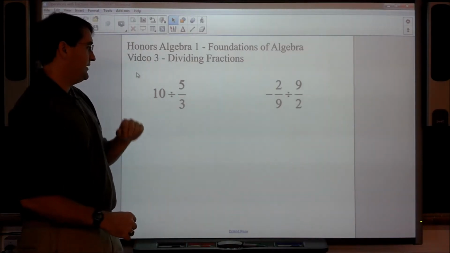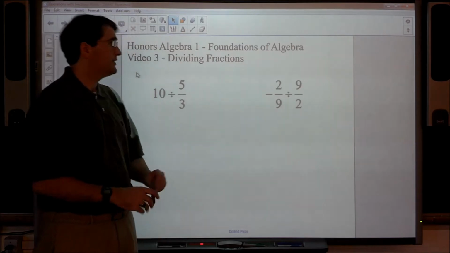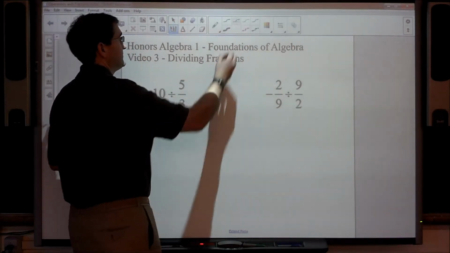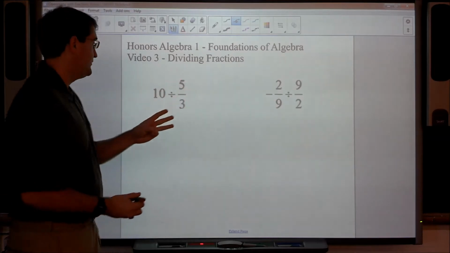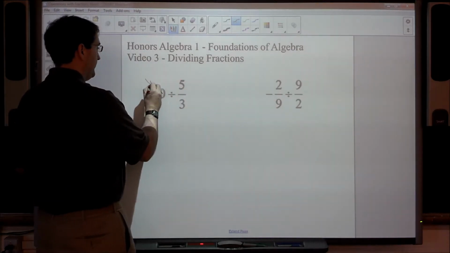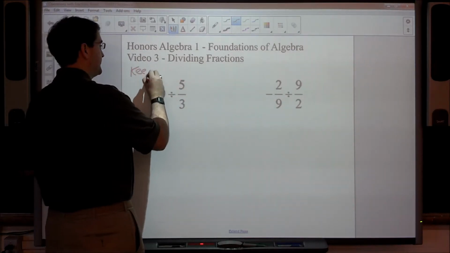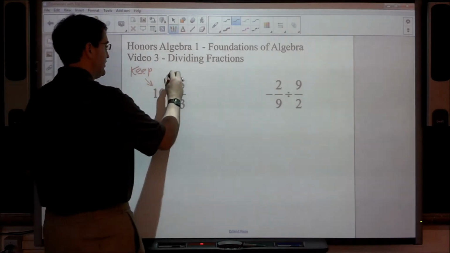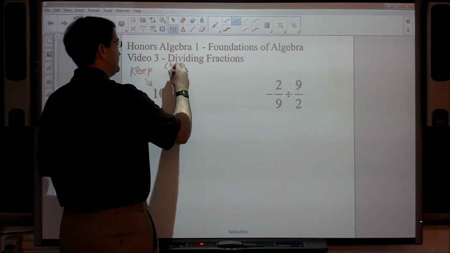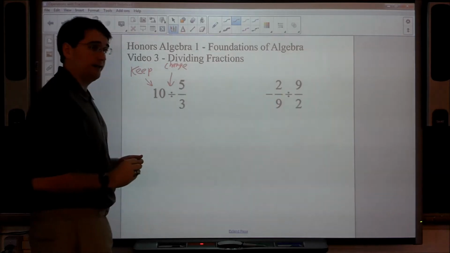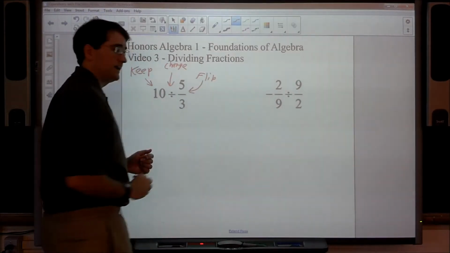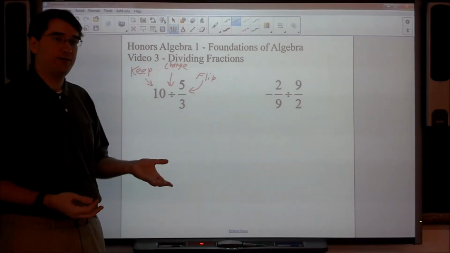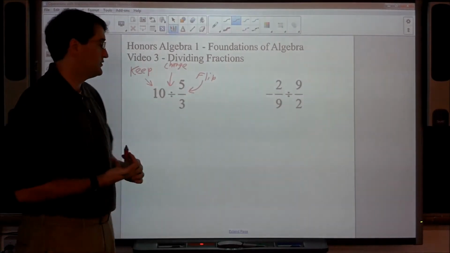First one, 10 divided by 5/3. Remember again, you've already talked about this in class by this point, but when we're dividing fractions, there's three things we want to do. We want to keep the first fraction or the first term, change the division to a multiplication, and then flip the second fraction. Keep, change, flip is the three-word phrase that you should have in mind.